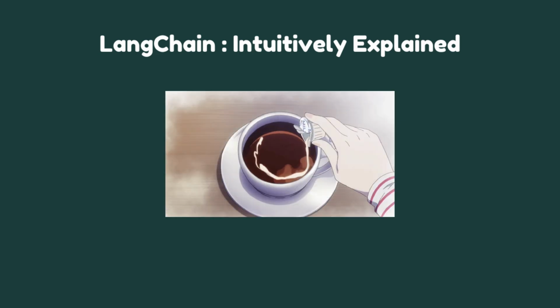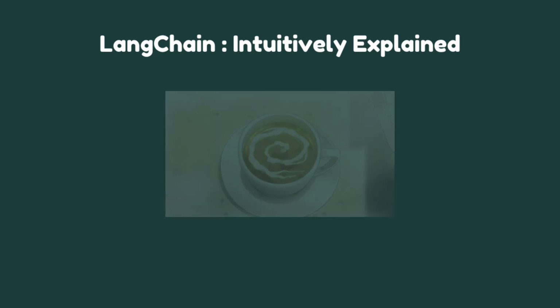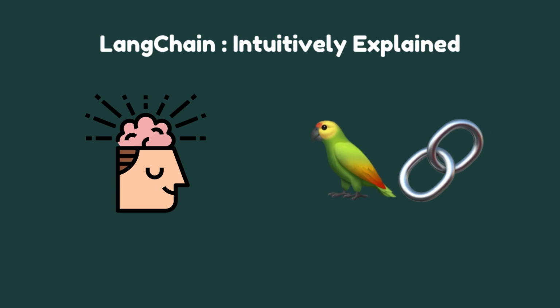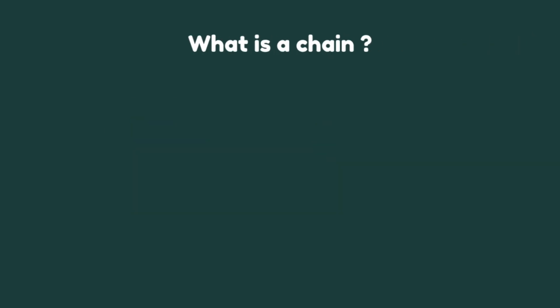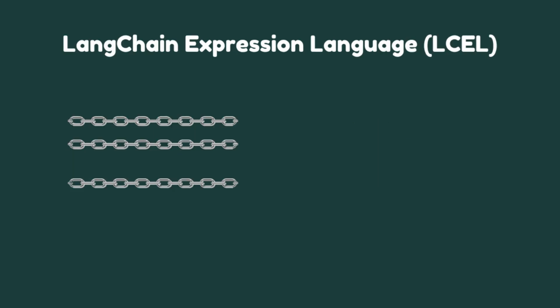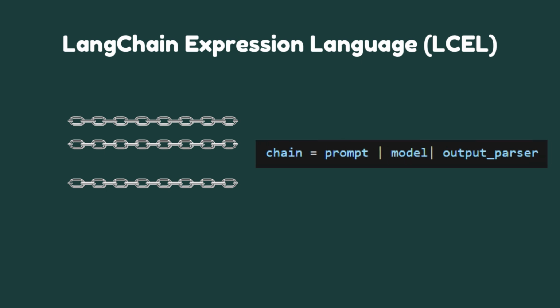Hello everyone! In this video, I will try to give you an intuitive understanding of the LangChain Expression Language and the concept of chains. So first, what is a chain? A chain refers to a sequence of tasks where the output of one task is the input of the following task. How do we create a chain? We create chains using the LangChain Expression Language, or LCEL for short.